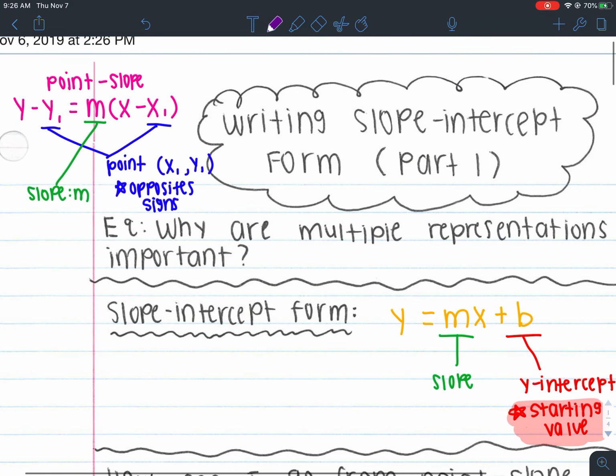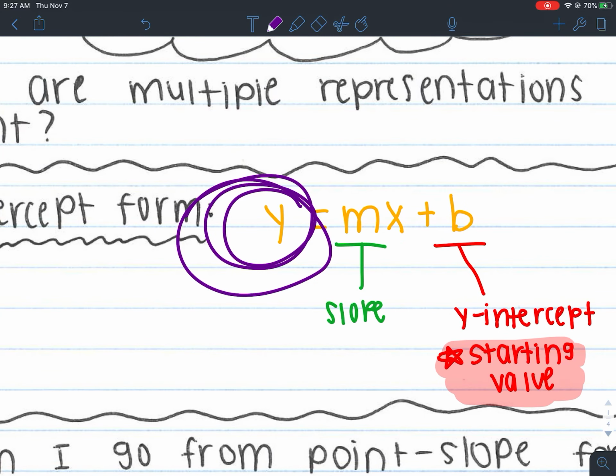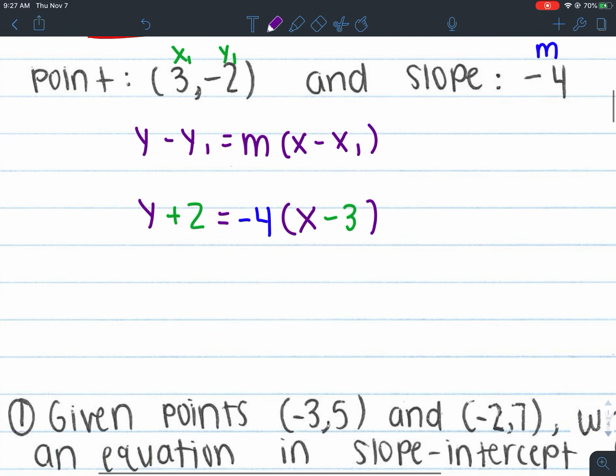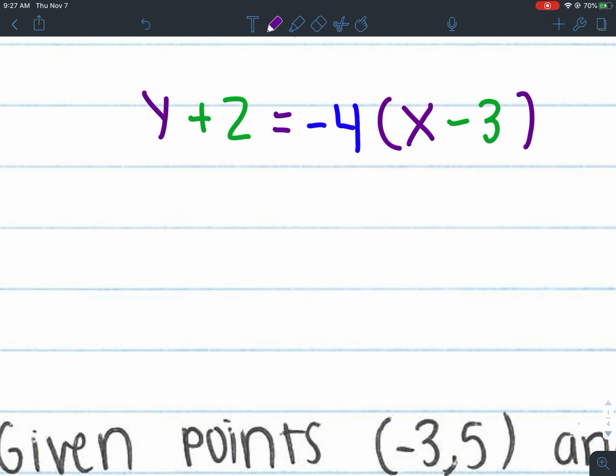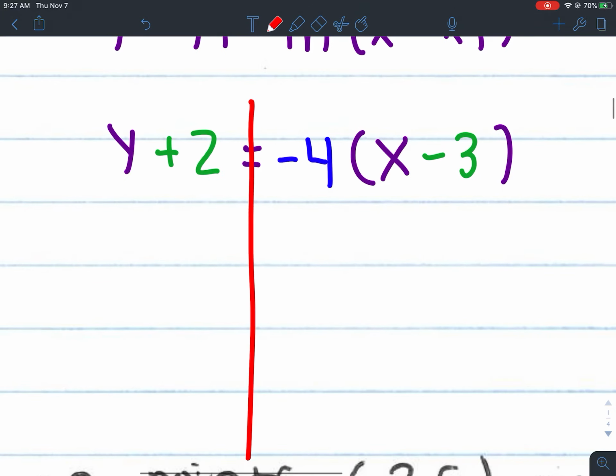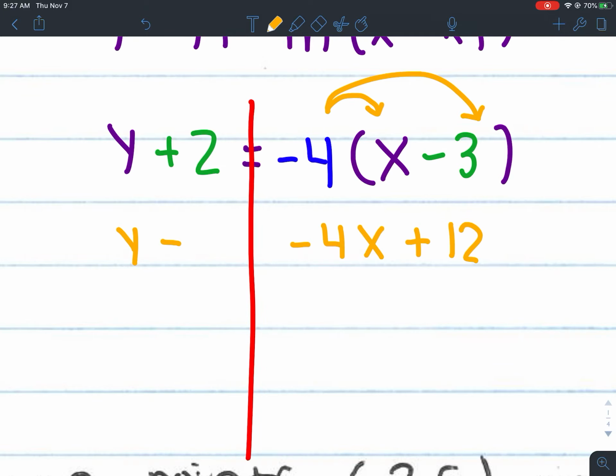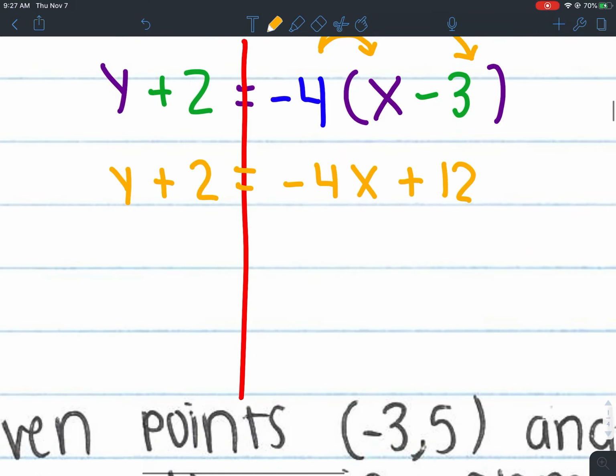Let's take a look at these two forms. What do you notice about the y's here? There are two y's in point slope and only one y in slope-intercept. More importantly, this y is all by itself. So in order to get this form into slope-intercept form, I need to get the y by itself. So let's solve it like an equation, or simplify it. The first thing I'm going to do is distribute. -4 times x gives me -4x, and -4 times -3 is +12. Everything else remained the same because we didn't touch it.